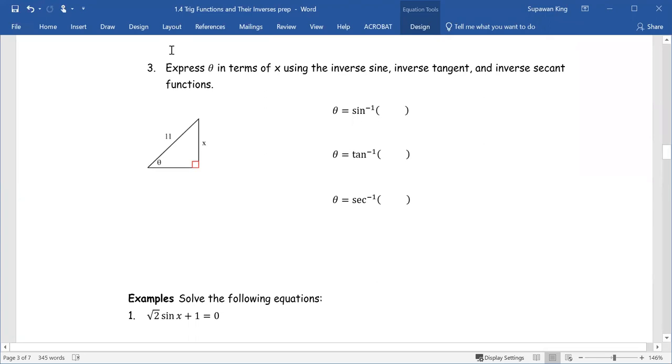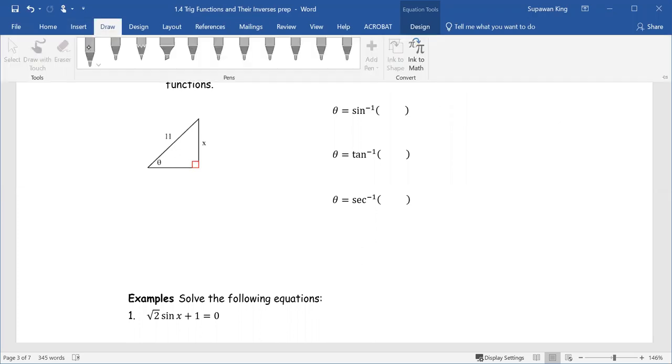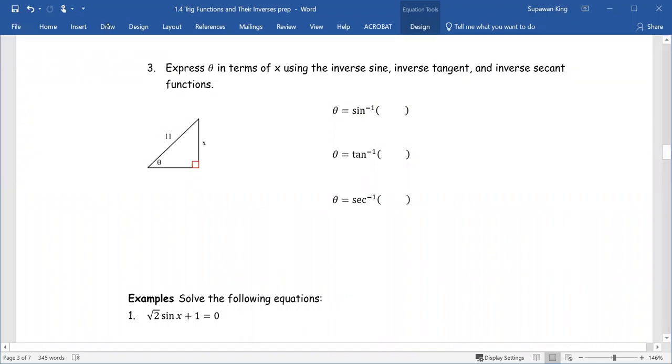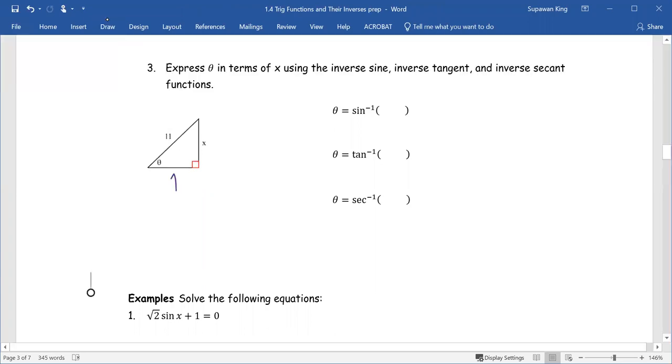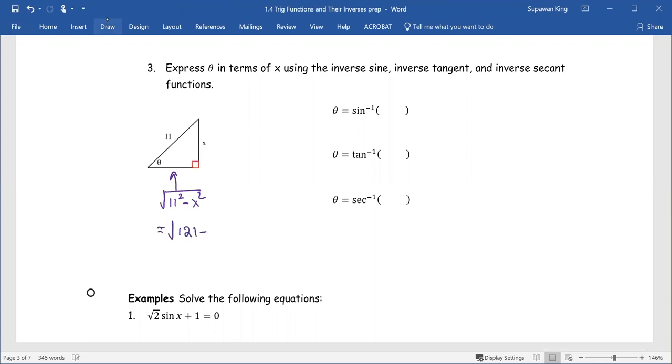Next example, we express theta in terms of x using the inverse sine, inverse tangent, and inverse secant functions. From the right triangle, the opposite is x and the hypotenuse is 11, so we find the adjacent: square root of 11 squared minus x squared, or square root of 121 minus x squared.